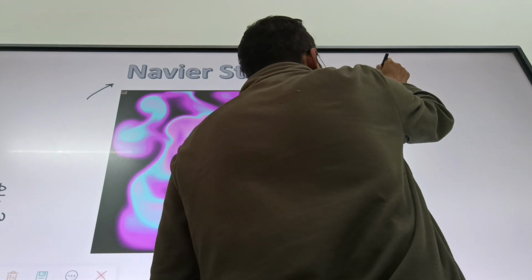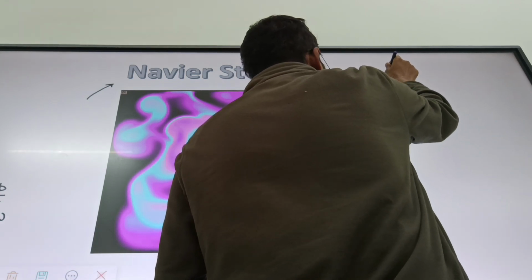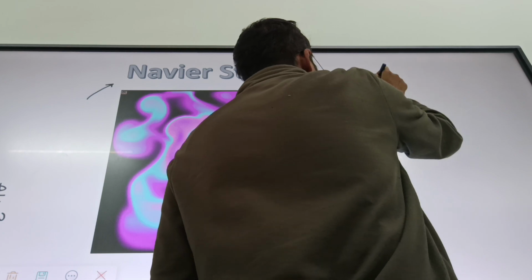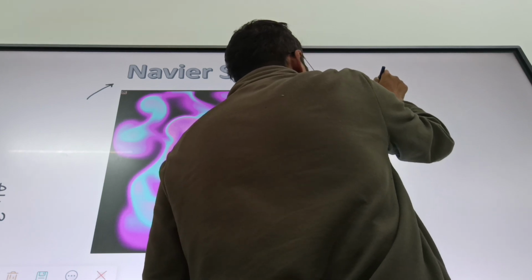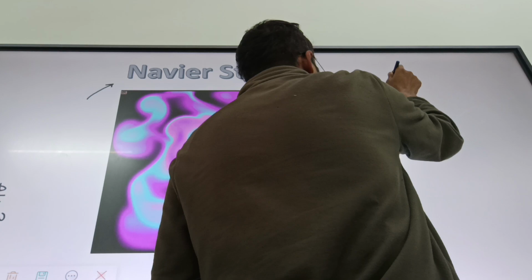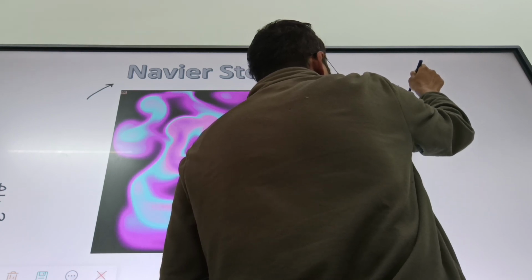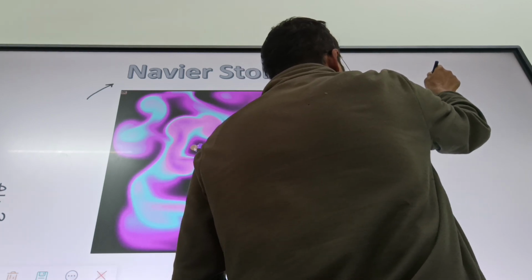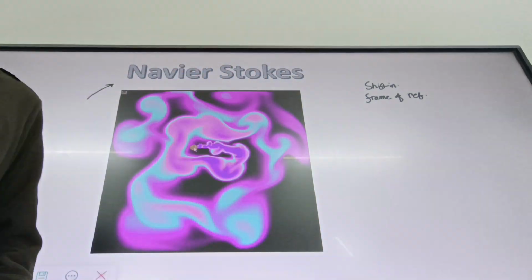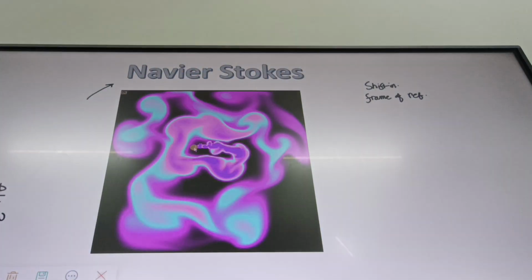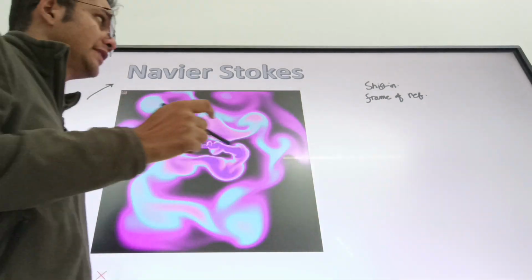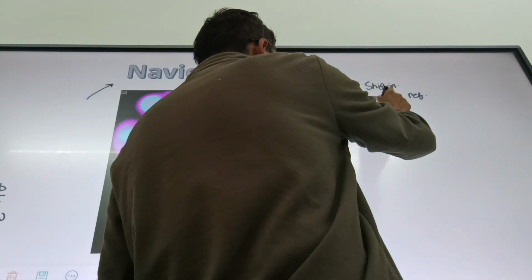in what? Frame of reference. Look, we are going from Lagrangian to Euler frame of reference. Lagrangian to Euler.